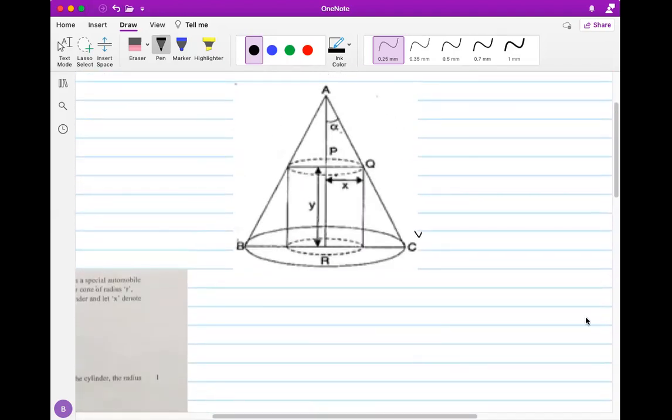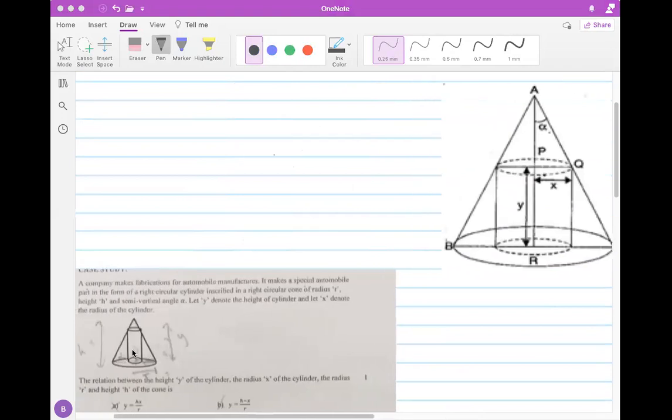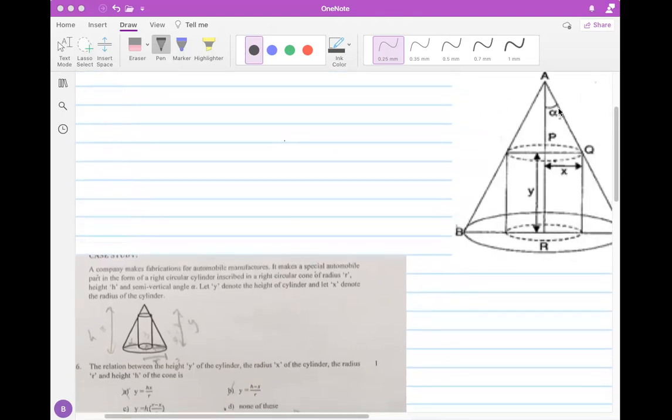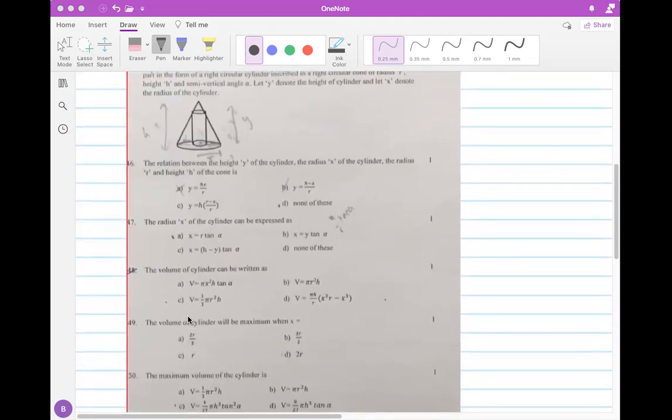Right away. Now the question is, and in the question paper it's given that a company makes fabrication for automobile manufacturers. It makes a special automobile part in the form of a right circular cylinder inscribed in a right circular cone of radius r. Now the height h and the semi-vertical angle alpha. Now let y denote the height of the cylinder, and let x denote the radius of the cylinder. And we have some 5 questions related to that.